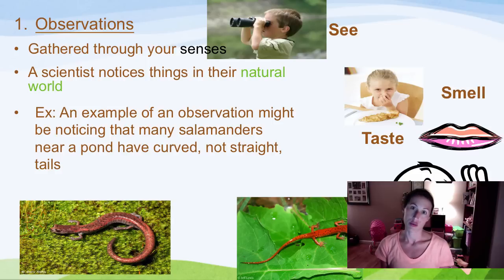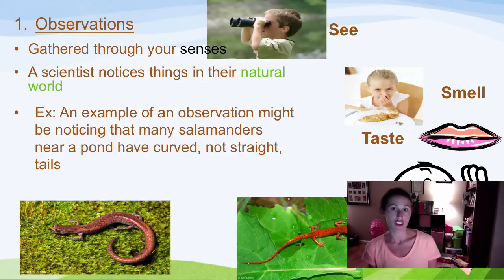So let's talk about the first one, observation. Observations are gathered through your senses, and it's things that you notice in your natural world. An example of an observation, if you can see on the slide, says that maybe you notice many salamanders near a pond that have curved tails and not straight tails. That's an observation. You used your sense of sight and you noticed something that was a little odd.